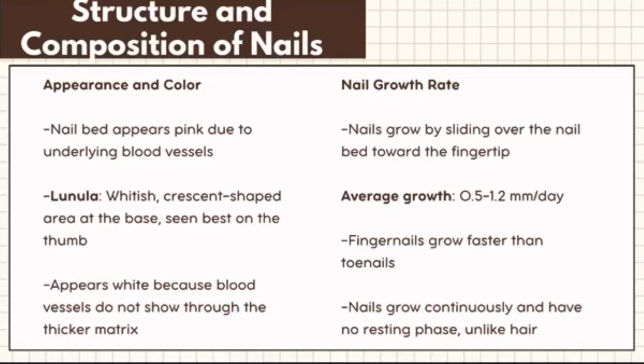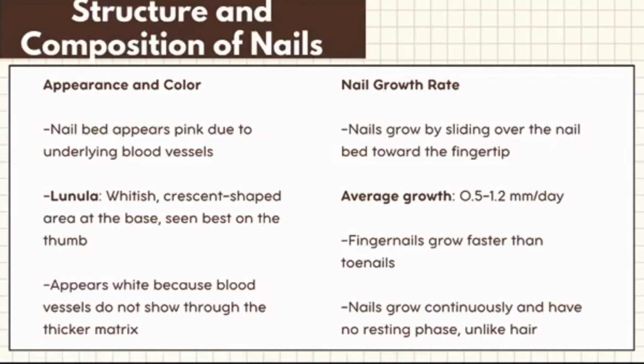We have there the appearance and color, which appears pink due to underlying blood vessels, while for nail growth, nails grow by sliding over the nail bed toward the fingertip. Lunula. Lunula is a whitish crescent-shaped area that's seen best on the thumb.